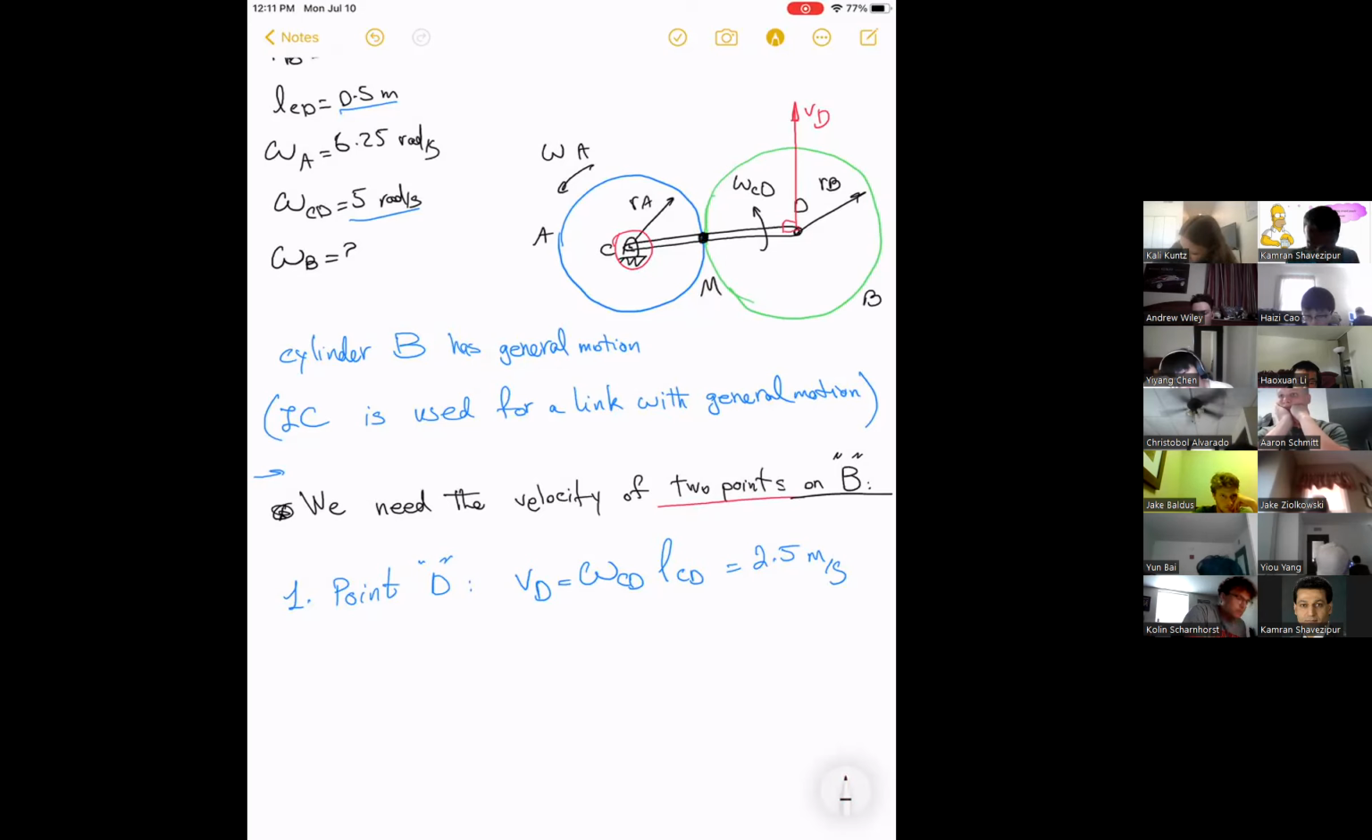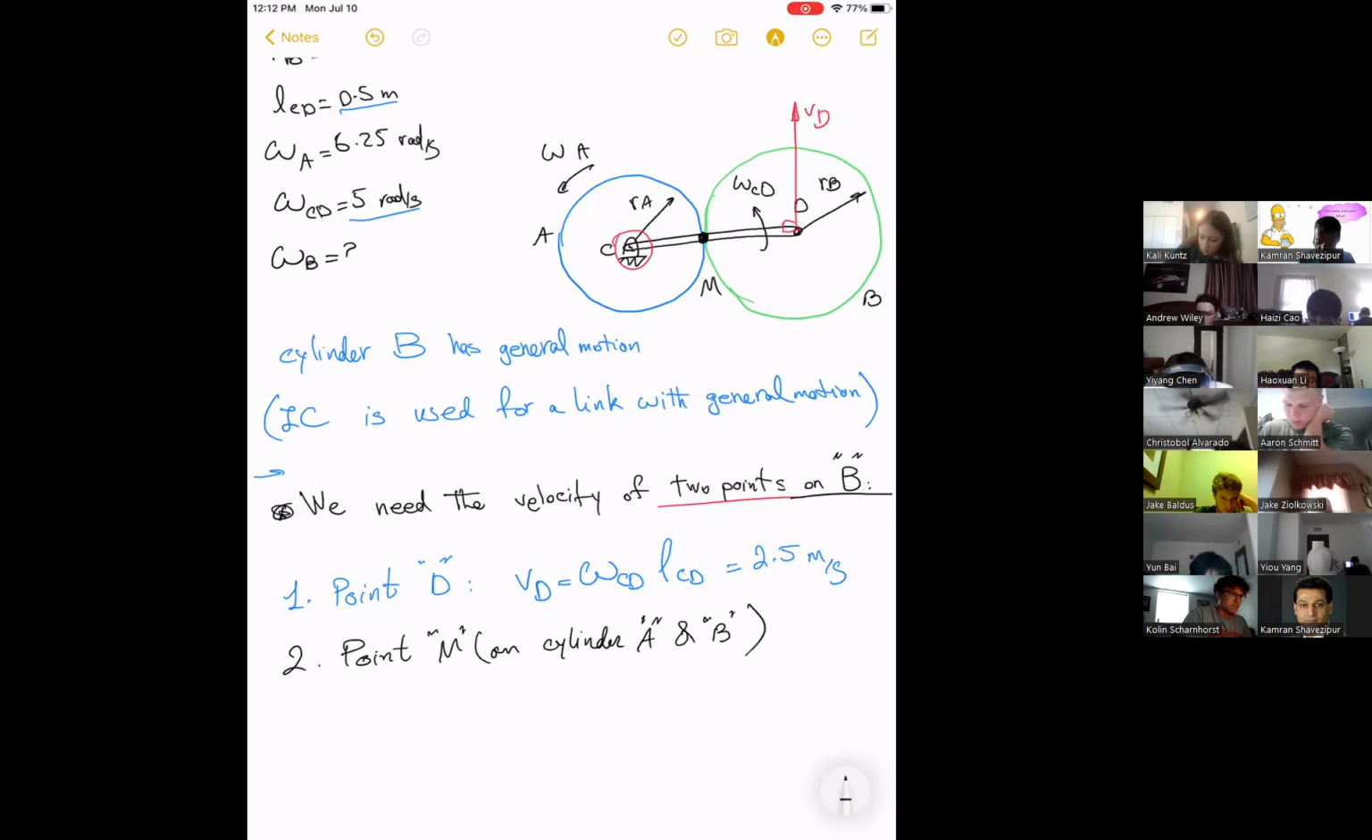Okay? The second point is point M, right? Which is on the cylinder A and B. Can I find its velocity?